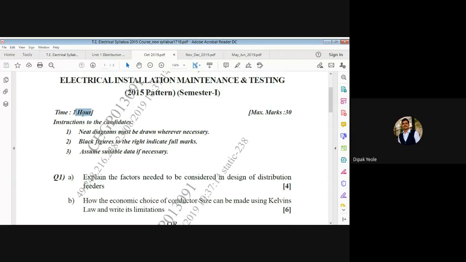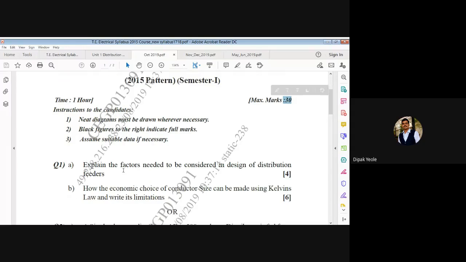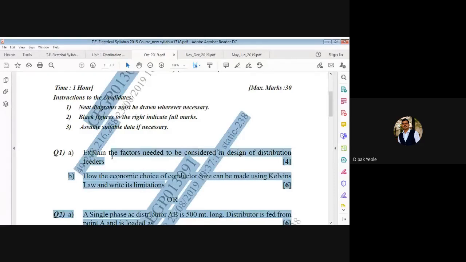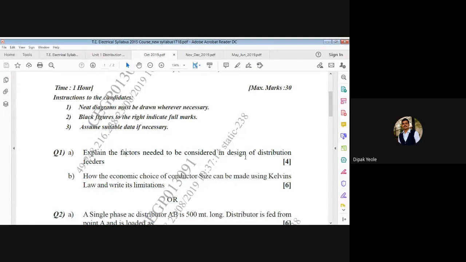So you can see over here the time is 1 hour and the maximum marks are 30. So this is the in-semester paper. We will quickly see what questions are asked for you and for the previous batches also. So this is the first question: Explain the factors needed to be considered in design of distribution feeder. We have studied these factors. We will just see the question type, or the difficulty level of the question, and then we will quickly revise unit number 1.